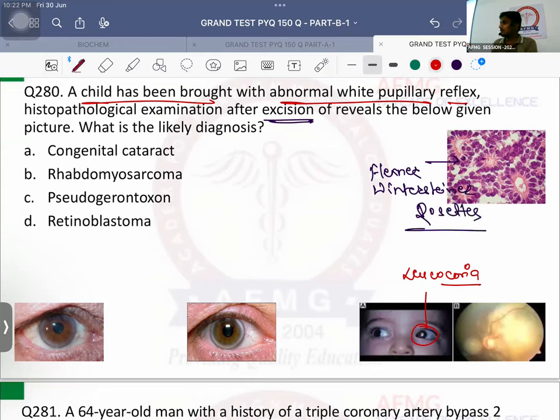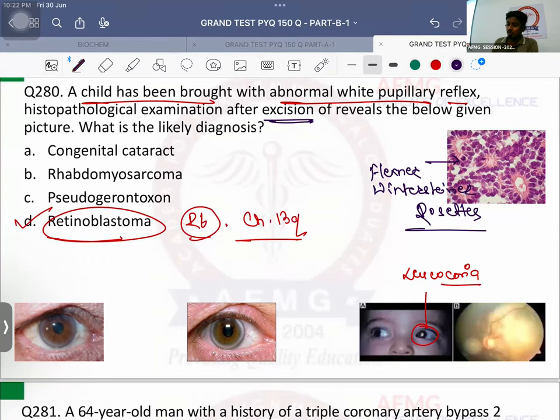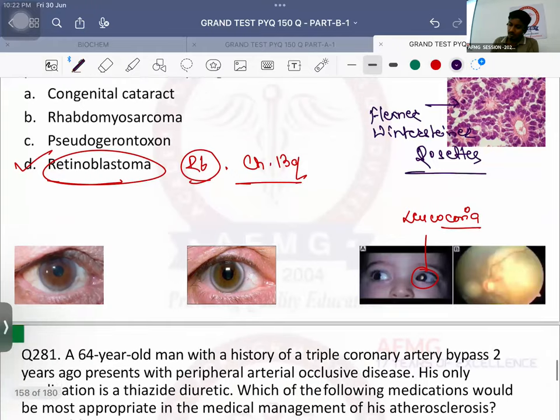A mass has been removed from the eye. So which tumor is it? Retinoblastoma. Which gene mutation? RB gene mutation, chromosome number 13q. No issues with this. That's the important thing. This is what?